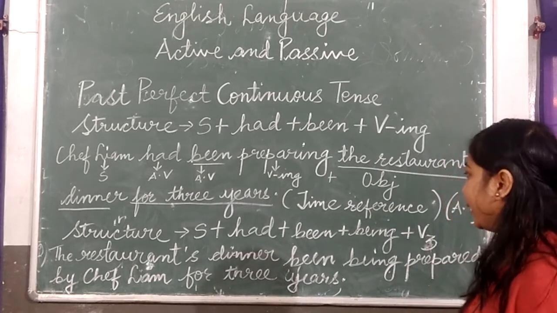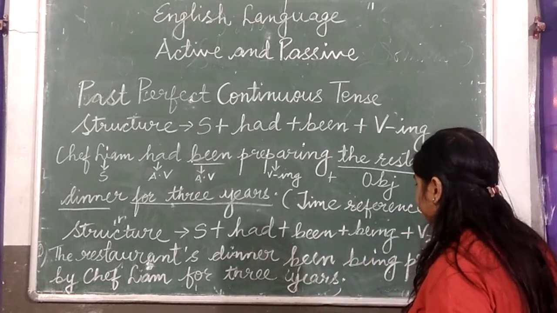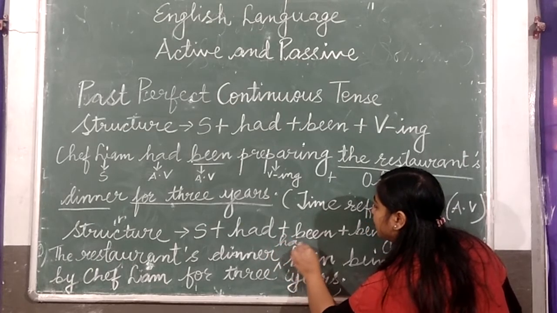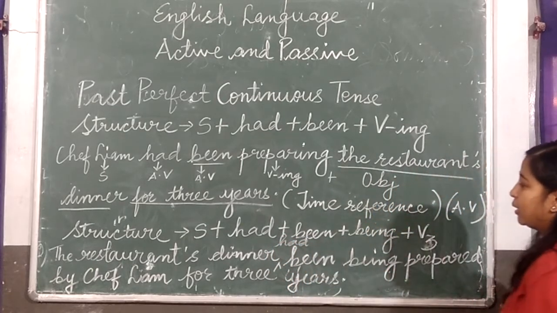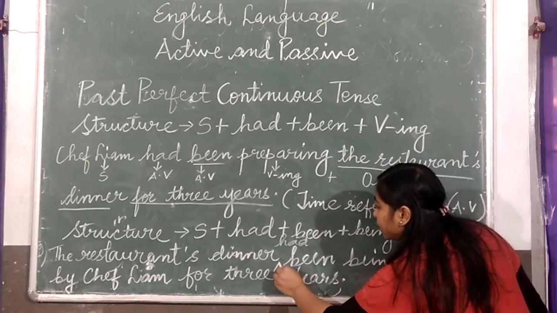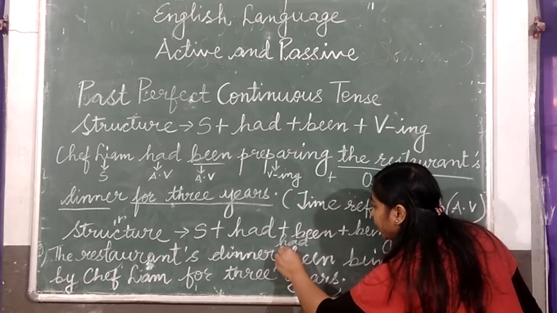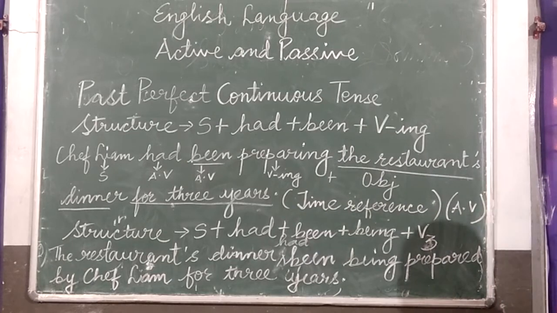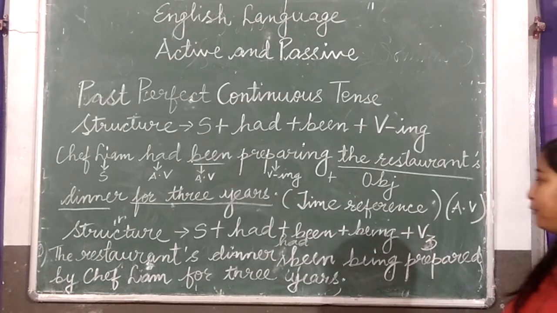So the sentence goes like this. The restaurant's dinner, sorry, I missed out had here. The restaurant's dinner had been prepared by Seth Liam for 3 years. Okay, so I missed out had over here, see children, had over here. So if you have to change it into passive, you'll have to write the restaurant's dinner had been prepared by Seth Liam for 3 years.